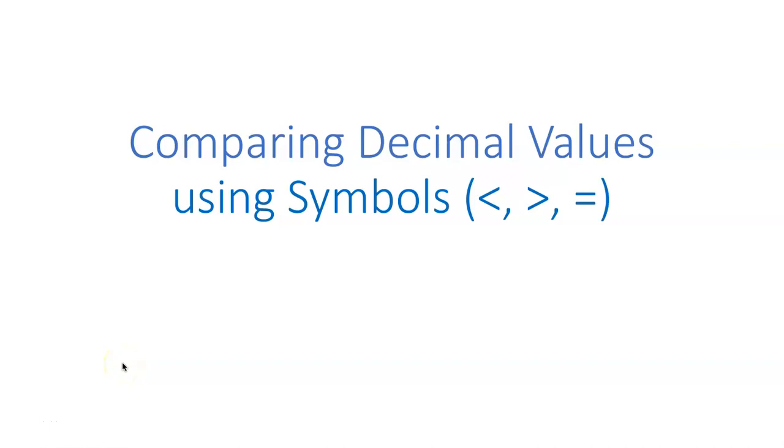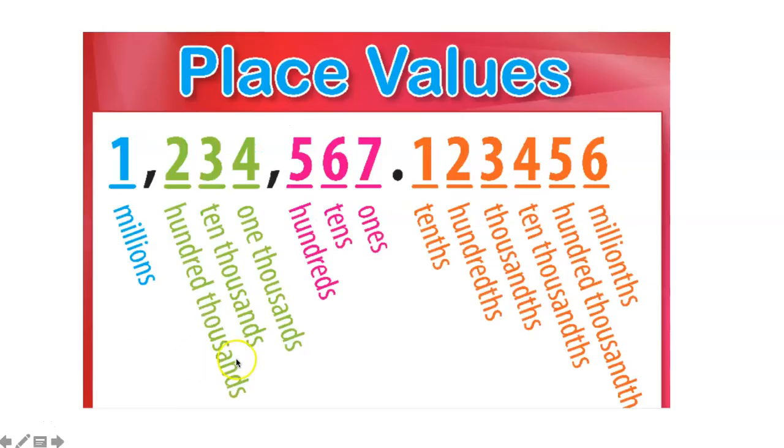This is day 2 of comparing decimal values using symbols. I want you to review your place value chart. This is really important when you're comparing numbers that involve decimals. Pay close attention to the tenths, the hundredths, and the thousandths.